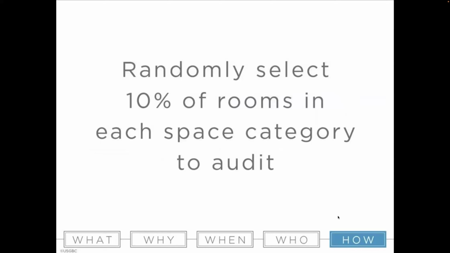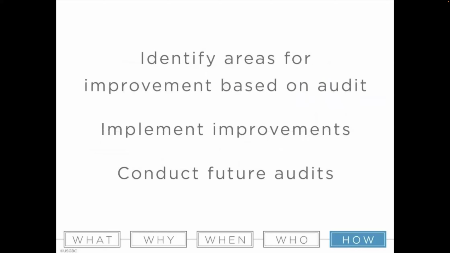So randomly select 10% of rooms in each space category to audit. And then identify areas of improvement. Every time you do an audit, there's always a report, and almost always there's a section for room for improvement. You can say, we noticed that horizontal surfaces were generally dirtier than vertical surfaces and the fixtures themselves, and we recommend working on that. Then you could conduct future audits to make sure those recommended improvements were actually done.